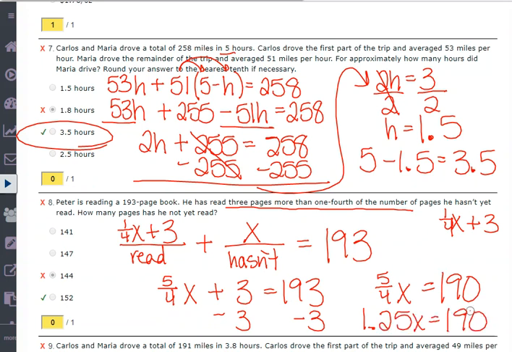And now we need to divide both sides by 1.25. So 190 divided by 1.25 is 152. Now x in this case did represent the number of pages that he hasn't read, and that's what we were asked to find. If we wanted to know the number of pages that he had read, we would have to go back and plug that answer in.